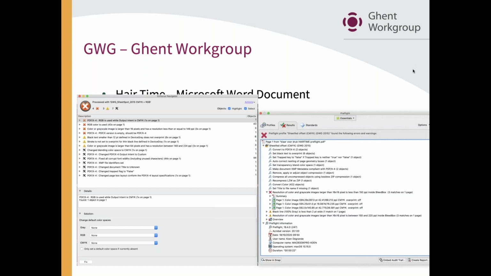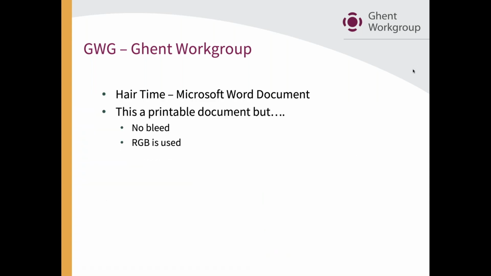On the right side, you see the pre-flighting done by Acrobat DC, which also says I have an error, I have some issues, but frankly, this document can be printed and reproduced. We did it here on our digital systems in our showroom. As we mentioned, it has no bleed, and RGB is used.